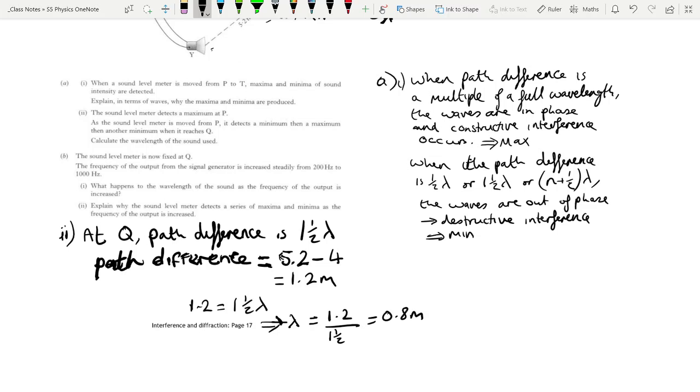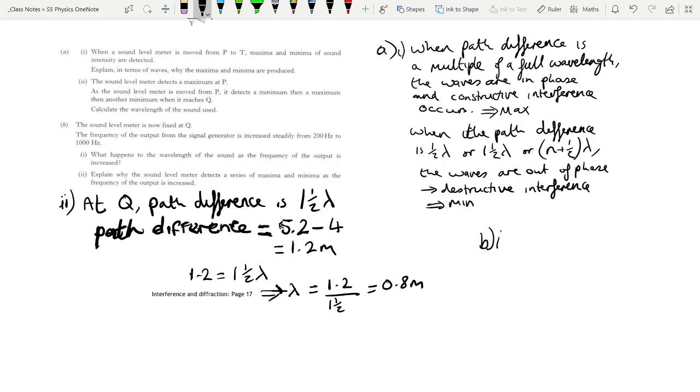Part B. The sound level meter is now fixed at Q. The frequency of the output from the signal generator is increased steadily from 200 Hz to 1000 Hz. So part B i asks, what happens to the wavelength of the sound as the frequency of the output is increased? Well, if the frequency increases and the speed is the same, v equals f lambda. So frequency is speed divided by wavelength. So if speed stays the same and frequency increases, the wavelength decreases.